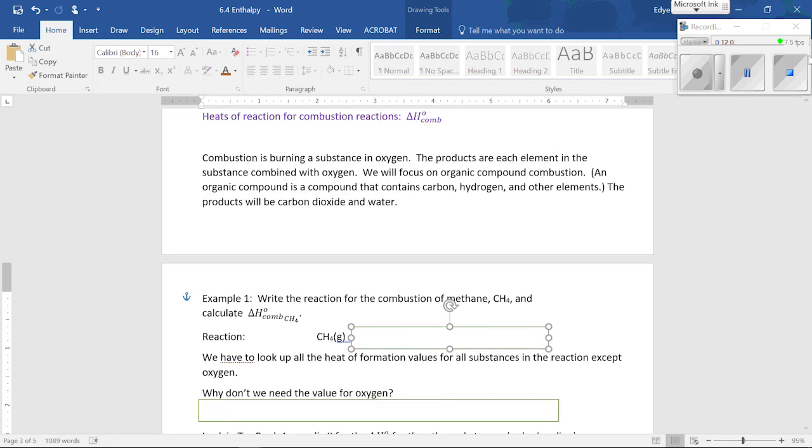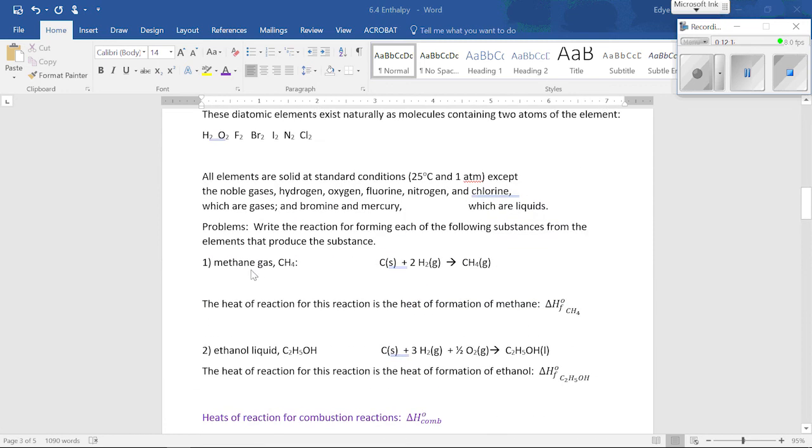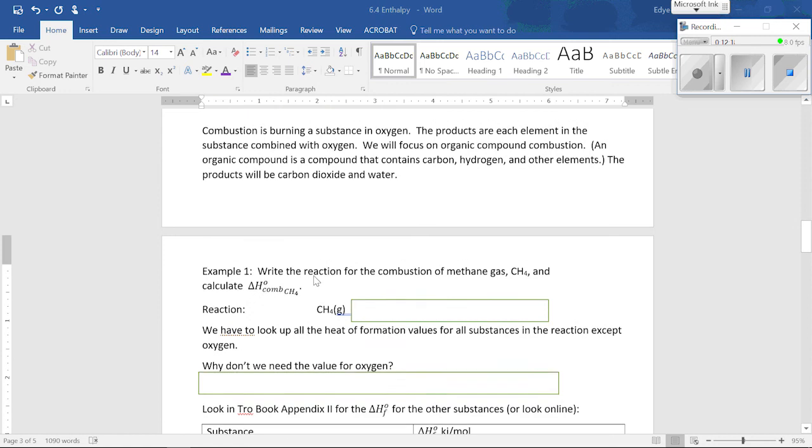Now, I did not tell you that methane was a gas, so I just added that in here. So combustion of methane gas. Actually, I think we had that up here. Yep, we did. I had given that methane was a gas up here. So methane, we're combusting methane.